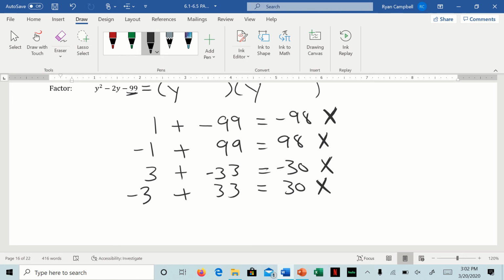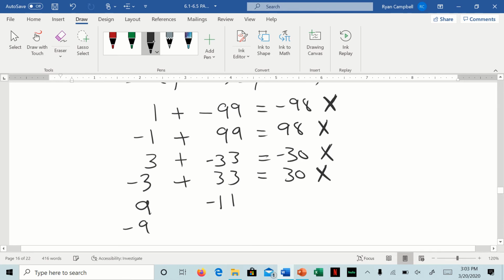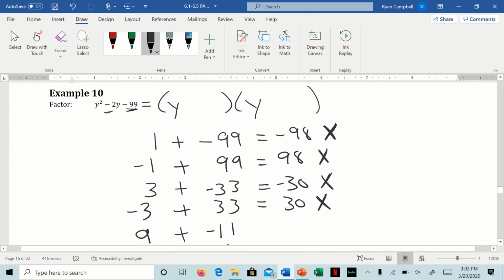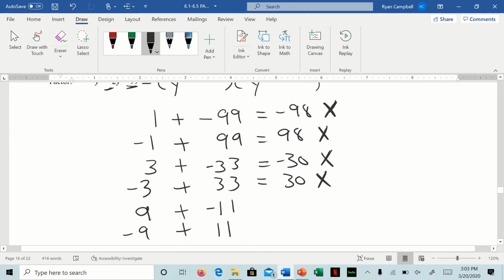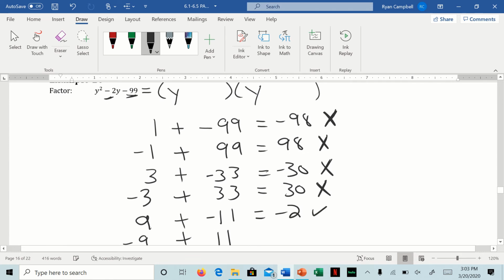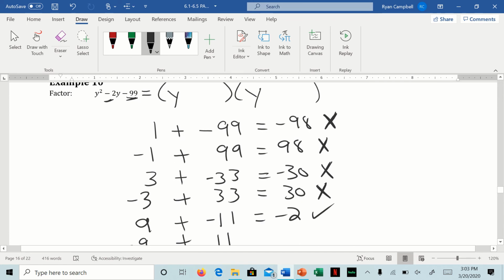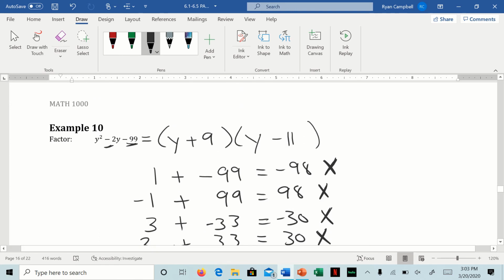Okay, what else multiplies against negative 99? 9 should work, right? Yeah, 99 divided by 9 is 11. So we can make one of them negative and one of them positive. All right, what are we trying to get again? Trying to get negative 2. So 9 plus negative 11 is negative 2. And that's it. We don't even have to worry about the last one because we already found it. So this is going to be y plus 9, y minus 11. And that's our answer.